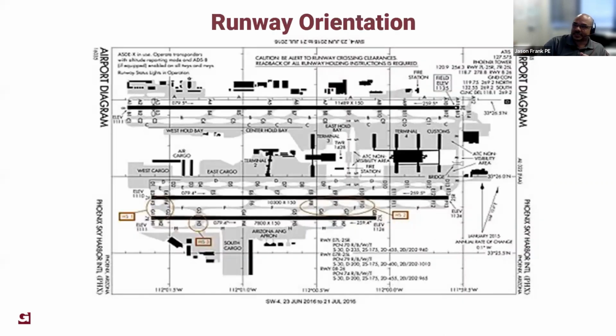Some interesting layouts here. This is over the airport diagram for Phoenix Sky Harbor Airport. As you can see, everything pretty much looks east and west for the most part. Their runways are oriented such that there's 7/25 left and right, 8/26. So it's pretty much an east and west airport when it comes to the prevailing winds there in Phoenix.